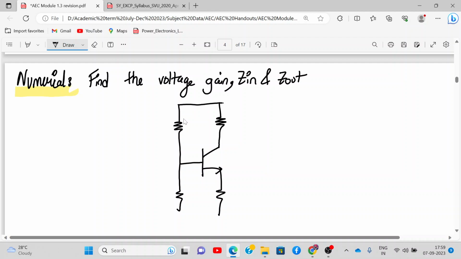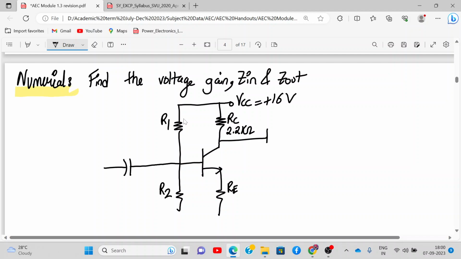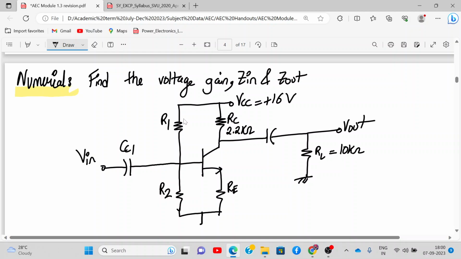Okay. This is VCC 16 volt. This is RC 2.2K. This is R1, this is R2, RE. Okay, and we have coupling capacitors connected over here. RL is also given to you, 10k, and this is V out. This is V in given to you like this. And we have a bypass capacitor also.